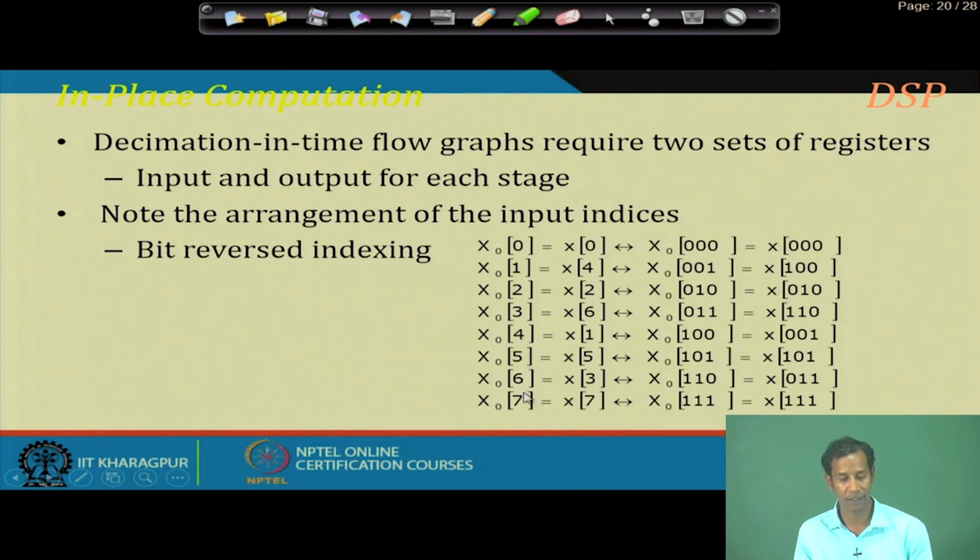x 3, x 4, x 5, x 6, that means this is the input sequence, the output from this decimation in time FFT will become in a bit reverse manner, which is nothing but x 0, then x 4, then x 2, then x 6, then x 1, then x 5, then x 3, then x 7, something like this.